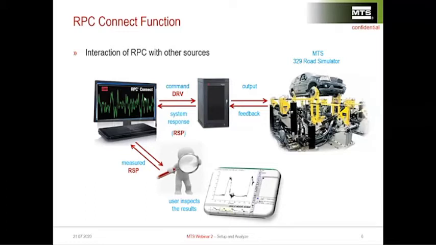As you can see here on the left side, RPC is somehow the interface between the user and our controller. RPC sends a command, our drive, to the controller, which sends it to our, in this case, 329 road simulator, or whatever rig you have in your lab, and then the actuators move and the sensors, transducers, give us a feedback which we collect as the so-called system response. This system response has to be analyzed by the user and then decided if the iteration goes well or not. As we can see, analyze, or let's say setup, has a lot of important functions we need to take care of before we measure our FRF.